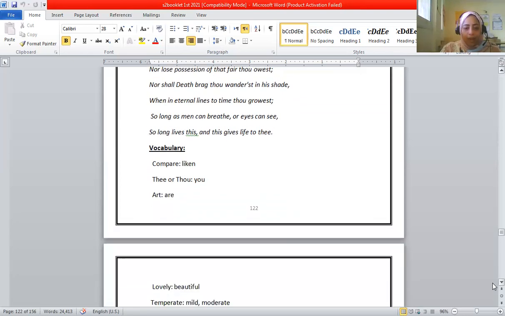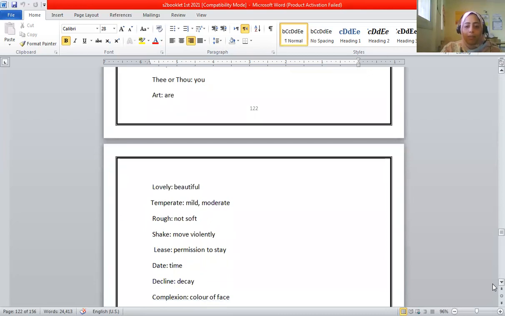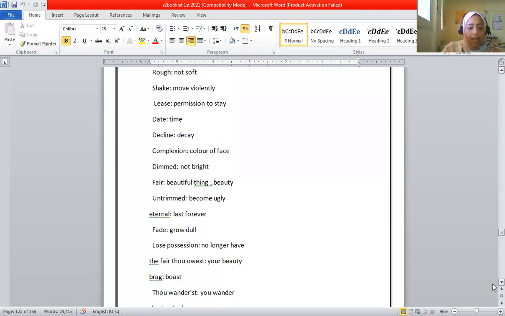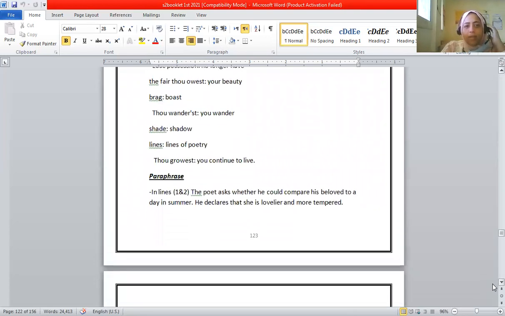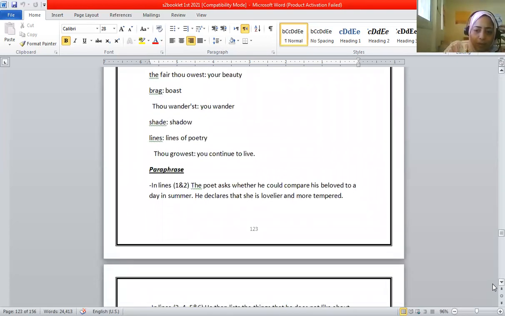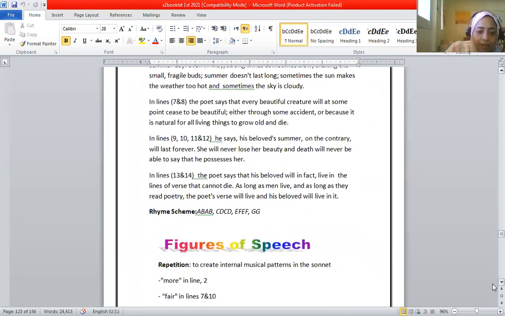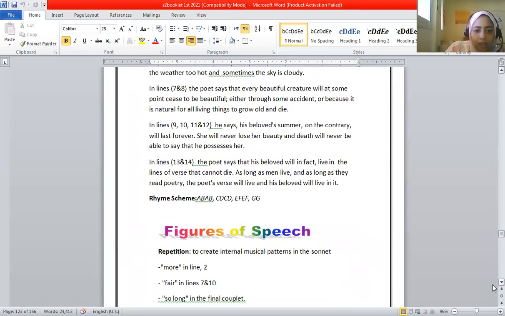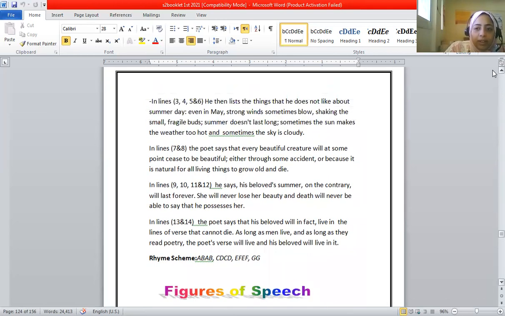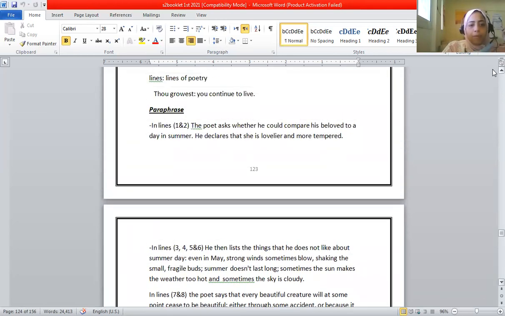This is the paraphrase, this is the meaning. The main theme, of course, is love. And the other theme is the writer boosting himself, bragging, proud of himself, because he is really famous and his words are written.